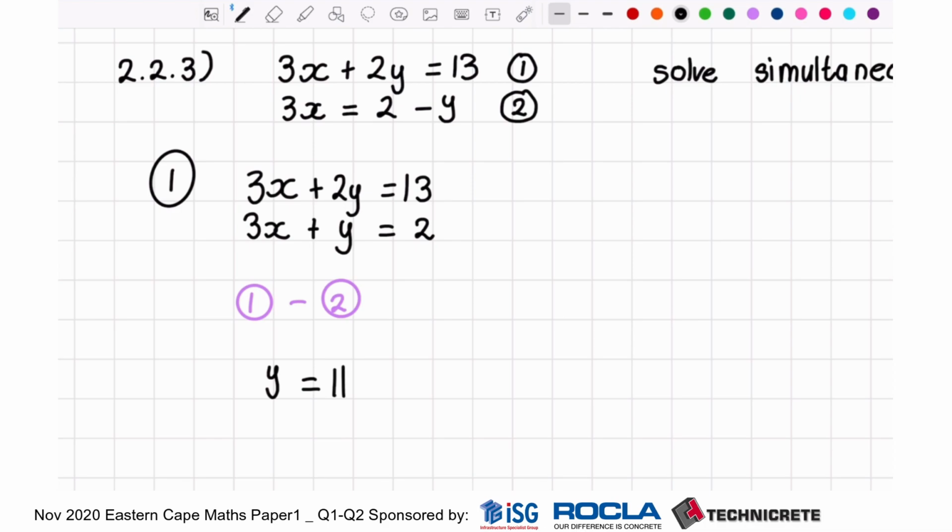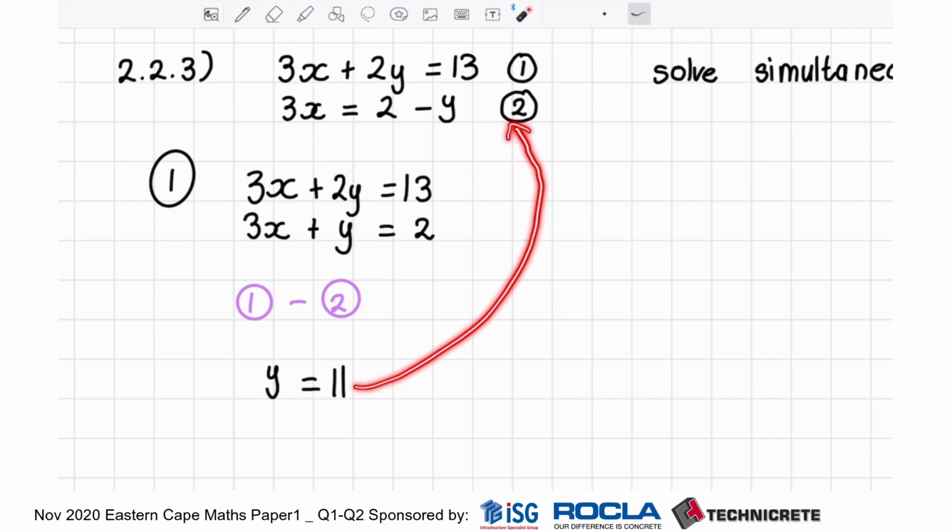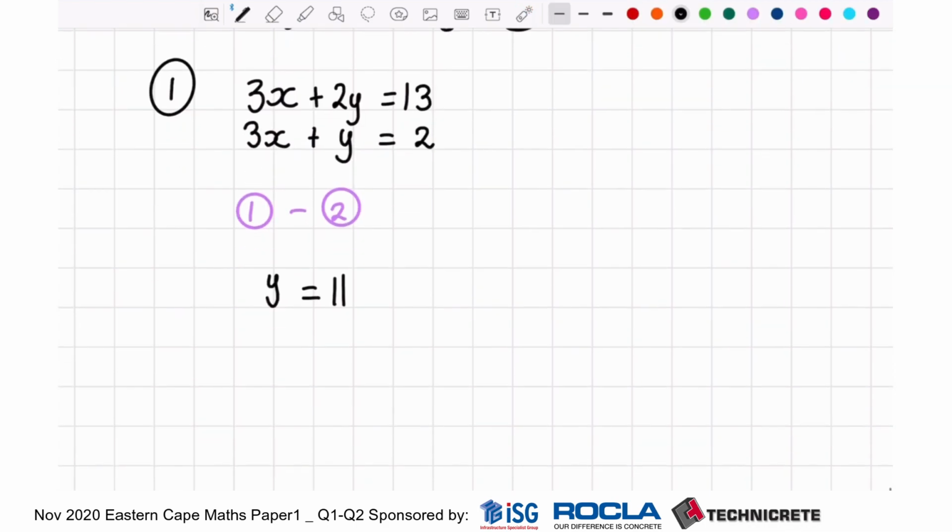So now I've got my value for y, and I want to substitute that value back into one of my two original equations to also find the value of x. So let's say I sub it into equation 1, and I always tell the examiner what I'm doing. So I'm going to sub y equals 11 into equation 1.